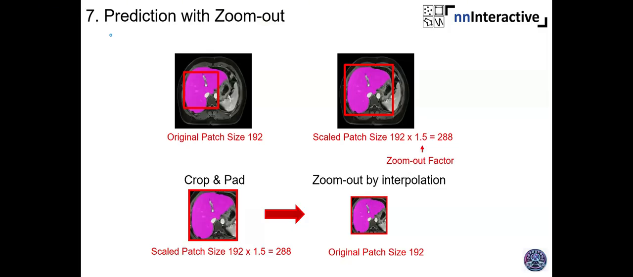Using this scaled patch, we crop and pad to the object. We crop and pad the image, and then the zoom out process is incorporated using interpolation. This ensures that the image is rescaled to the original patch size, which will be used to feed into the network.